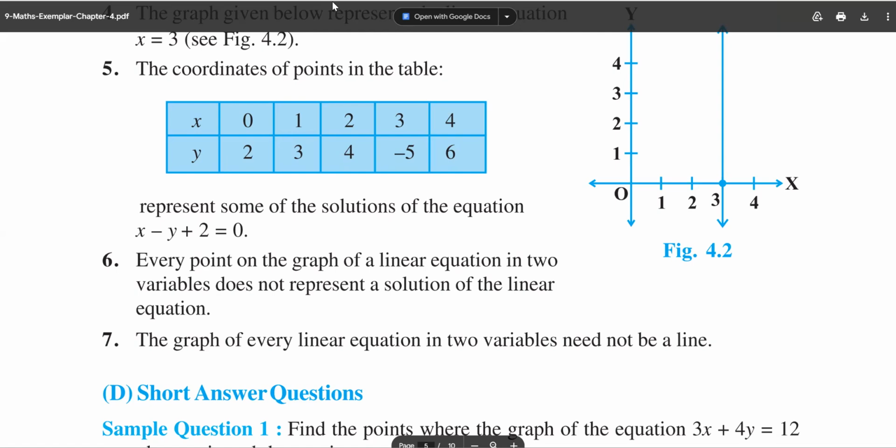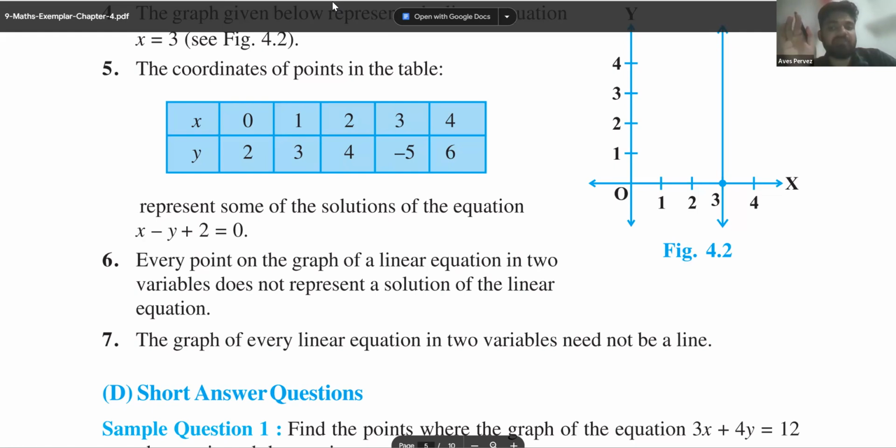Sir, it's false because every linear equation in two variables has infinitely many solutions. Every point on the graph of a linear equation in two variables does not represent the solution. Yes or no? It is false.